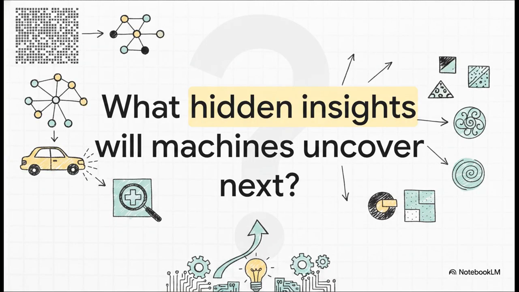Which leaves us with a pretty fascinating thought to end on. We've gone from analyzing flat 28 by 28 pixel grids to building neural networks that can drive cars and diagnose diseases. With machines constantly improving their ability to learn and classify complex visual patterns, what kind of hidden insights will they uncover next in your own field of study or work? Mastering these image classification pipelines could absolutely transform the future of your industry.